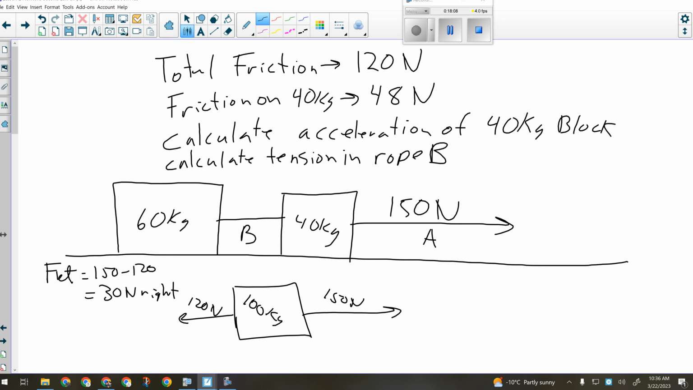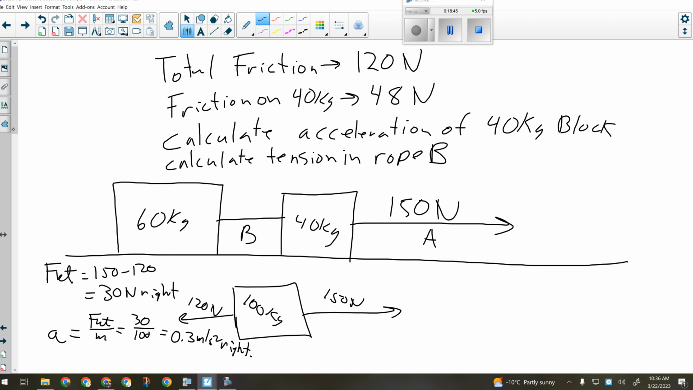Okay, from that, I can do an m times a calculation, and I can get the acceleration of the system, the 60 kilogram block and the 40 kilogram block. Here I divide by what mass? 100. Okay, so I've got 30 newtons divided by 100, which gives me an acceleration of 0.3 meters per second squared. So that takes care of the first part of that question: calculate the acceleration of the 40 kilogram block. That is the acceleration of both blocks.